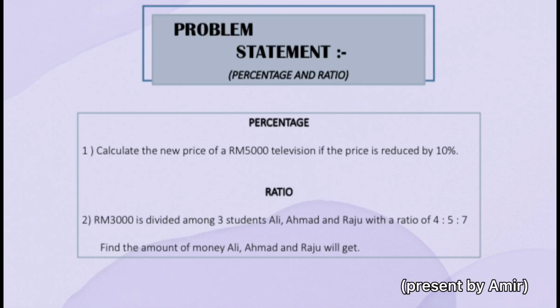The next topic is the problem statement of percentage and ratio. The problem statement of percentage is: calculate the new price of a RM5,000 television if the price is reduced by 10%. And the problem statement for ratio is: RM3,000 is divided among 3 students, Ali, Ahmad and Raju, with a ratio of 4, 5 and 7. Find the amount of money Ahmad and Raju will get.